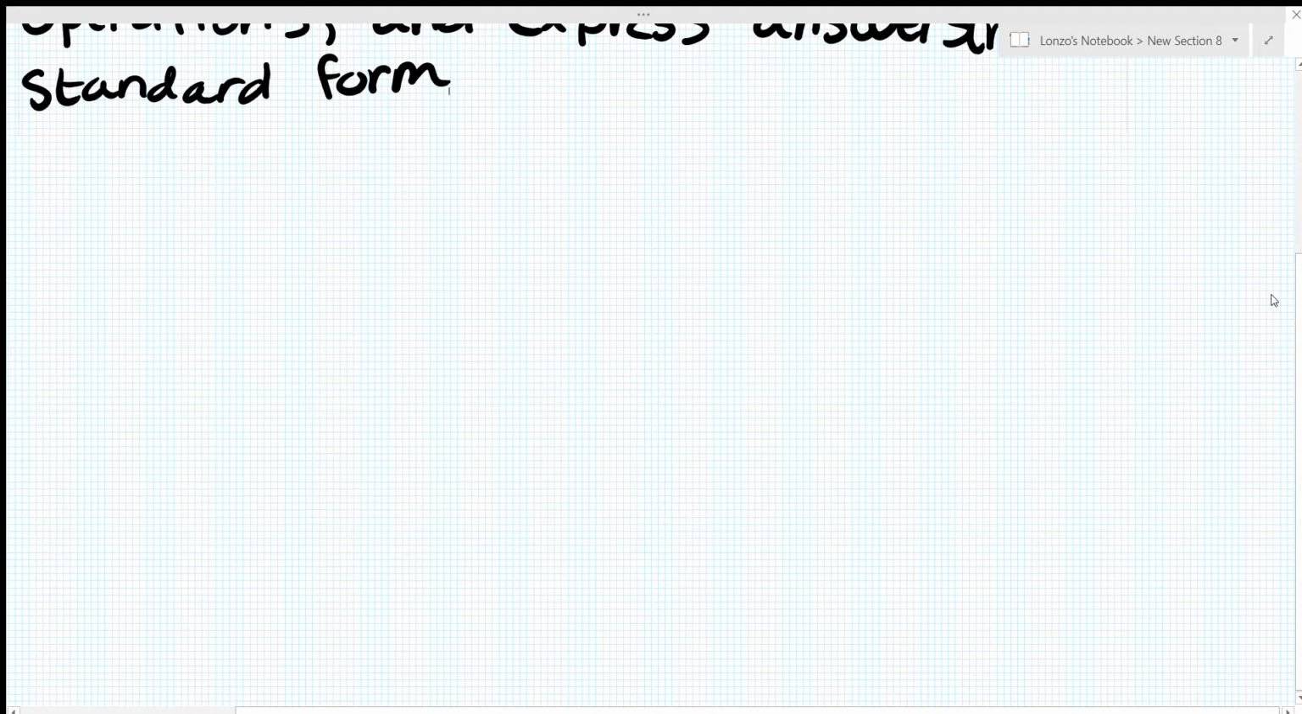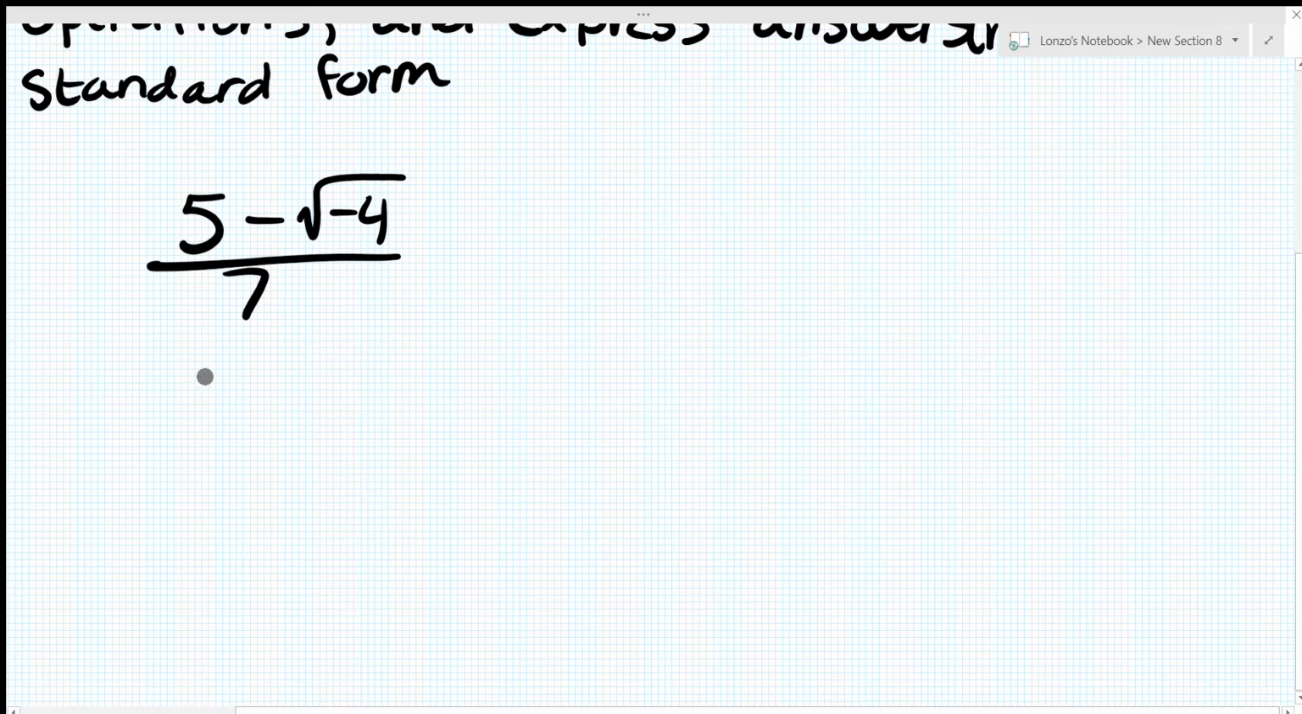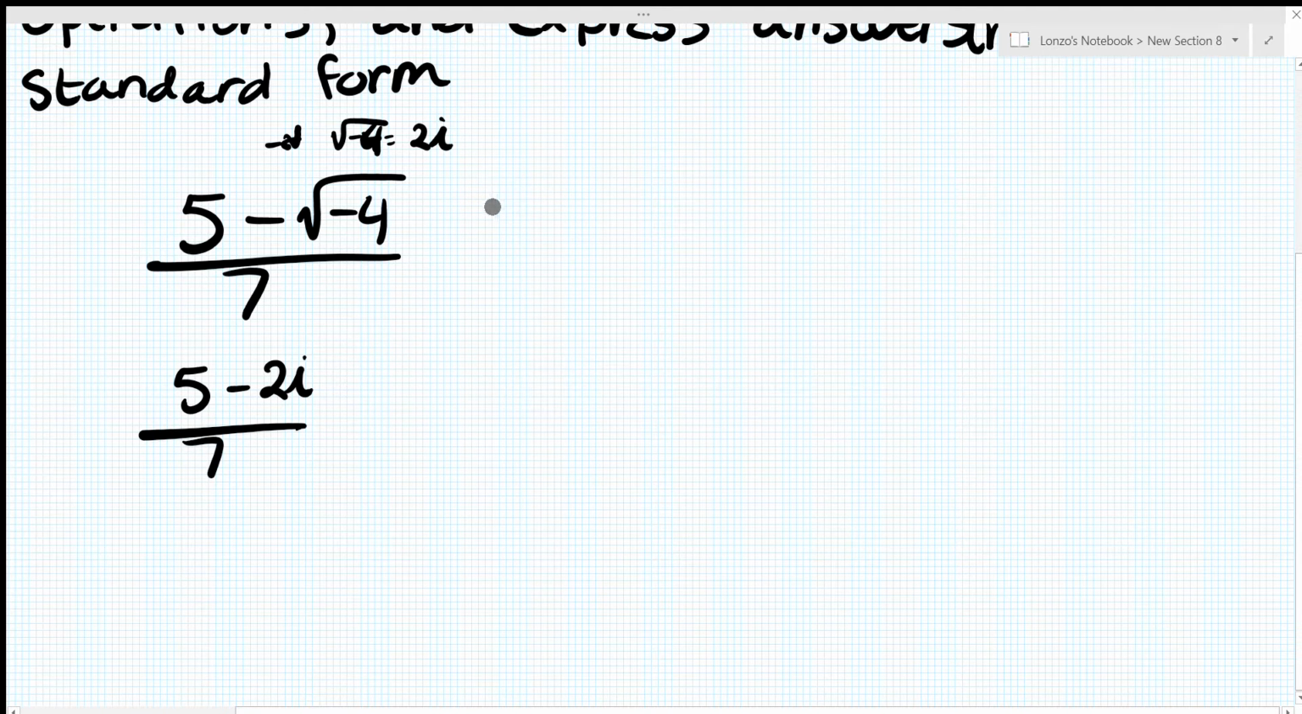Okay, so what about this one? This one, let's see. This one is kind of a long one because you have to take the conjugate twice. So let's say you have 5 minus square root of negative 4 over 7. So before we find our conjugate, let's simplify this. So we know that negative square root of 4 is the same thing as 2I, right? So it's going to be 5 minus 2i over 7.